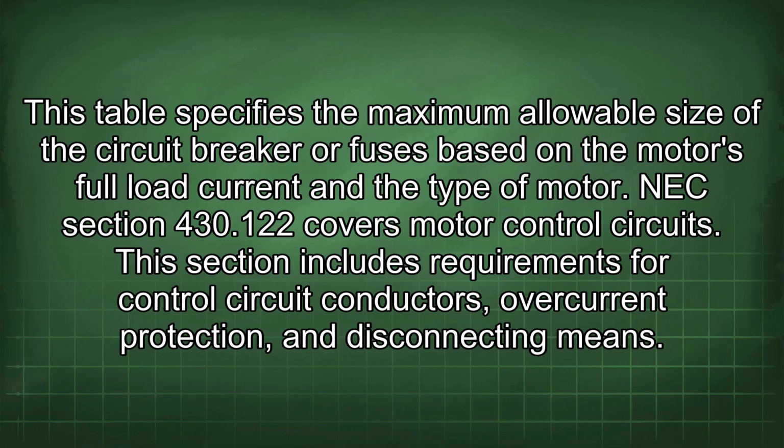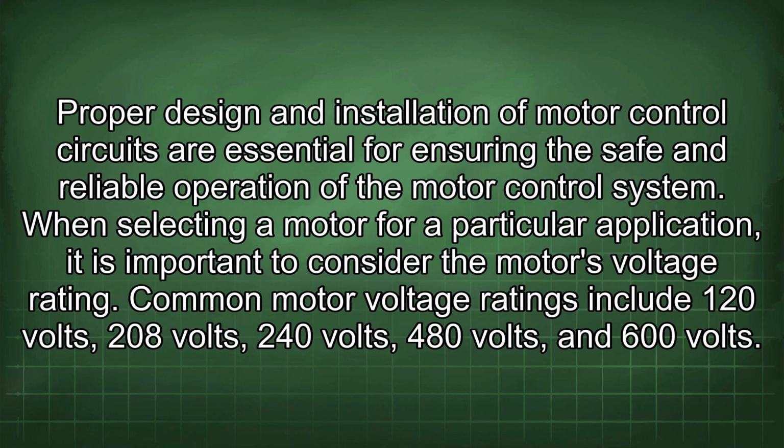NEC Section 430.122 covers motor control circuits. This section includes requirements for control circuit conductors, overcurrent protection, and disconnecting means. Proper design and installation of motor control circuits are essential for ensuring the safe and reliable operation of the motor control system.